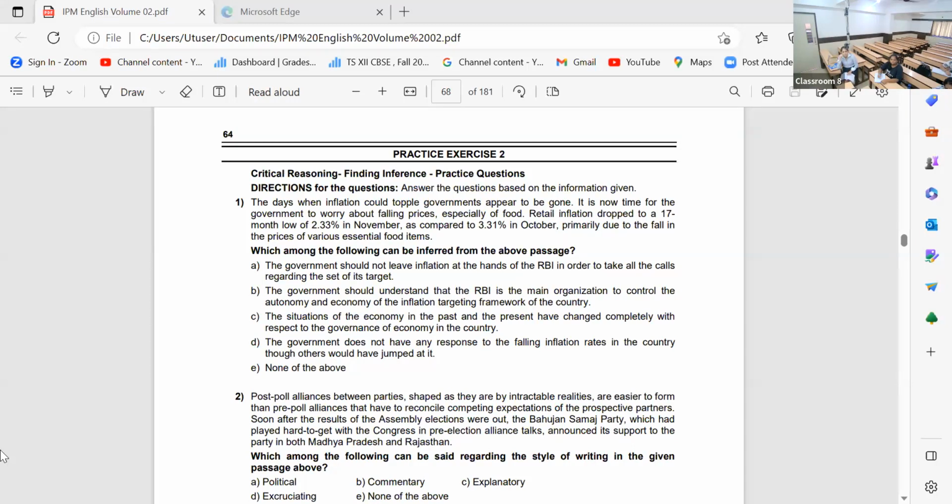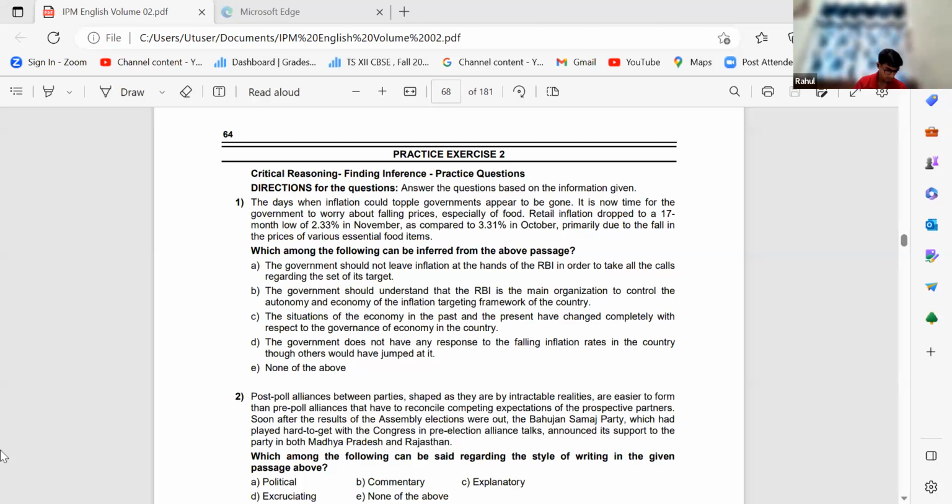Question number 2, Rahul. Post alliances between parties and they're talking about the realities, easier to form, reconcile results of the assembly elections. Congress in pre-election announces support of the party in MP and Rajasthan. So we have to identify the style of the writing. What do you think, Rahul?